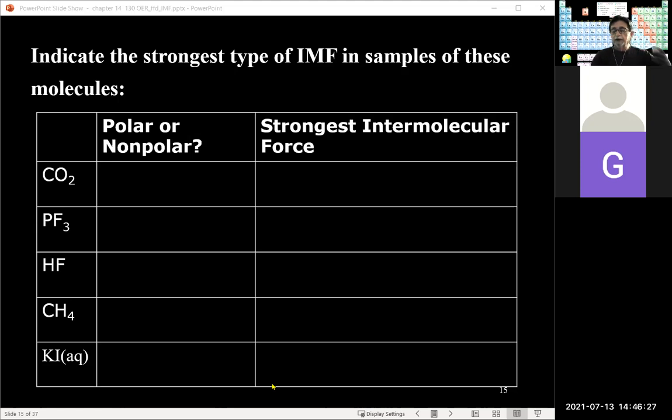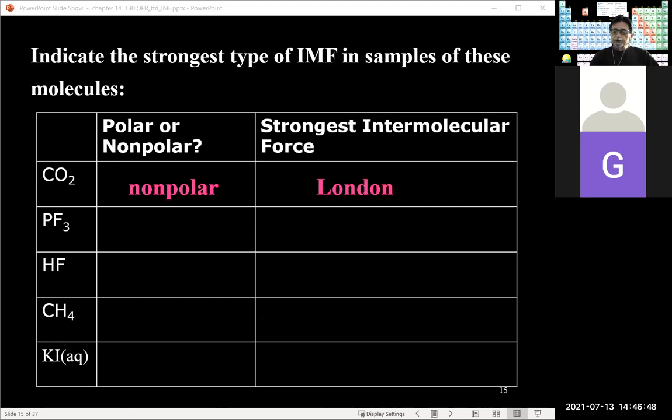Therefore, it became a non-polar molecule, though it had polar bonds, okay? So it's non-polar. Once we identify the polarity of the molecule, automatically, since it's non-polar, the only force they've got is the London force. That's carbon dioxide.